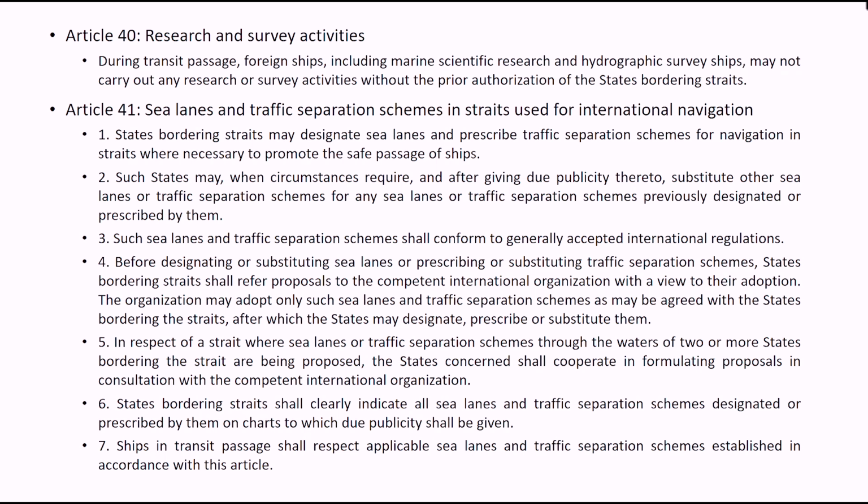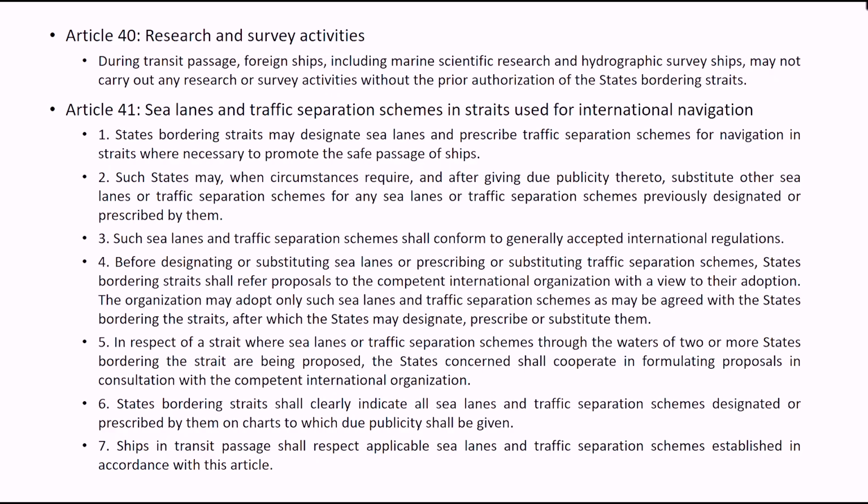Sixthly, states bordering straits shall clearly indicate all sea lanes and traffic separation schemes designated or prescribed by them on charts to which due publicity shall be given. And when we say clearly demarcate, we mean that longitudinal and latitudinal markings must be placed. Seventhly, ships in transit passage shall respect applicable sea lanes and traffic separation schemes established in accordance with this article.